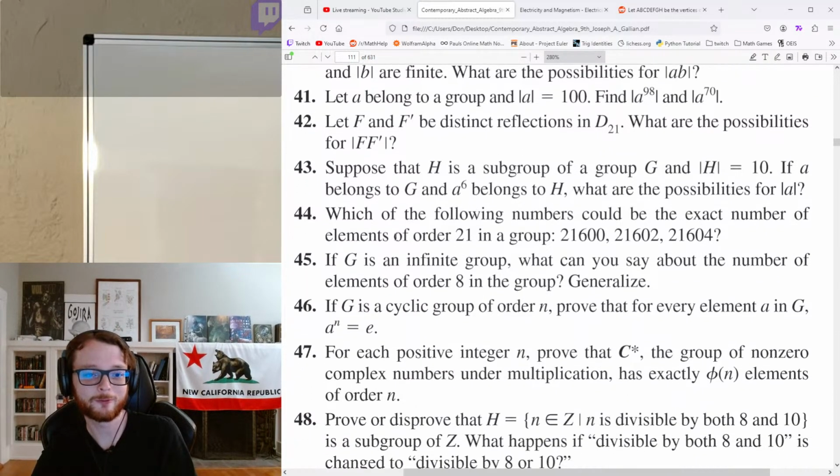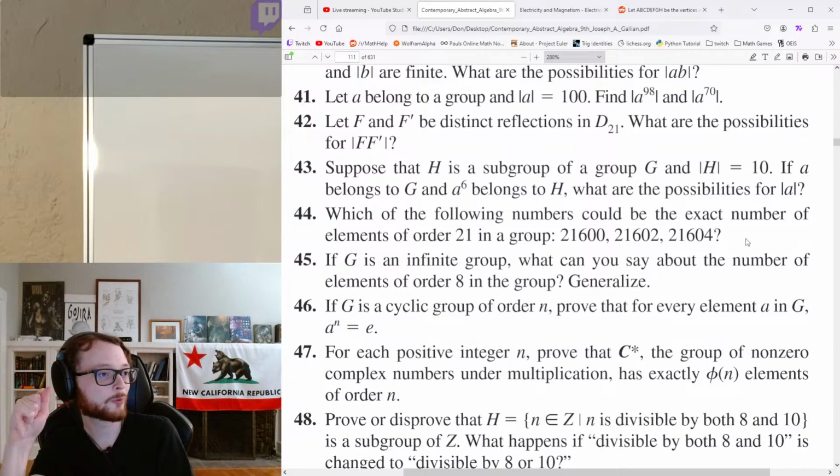41, or 44. Which of the following could be the exact number of elements of order 21 in a group? I guess we need to figure out what phi of 21 is, and figure out which one of these is a multiple of that.